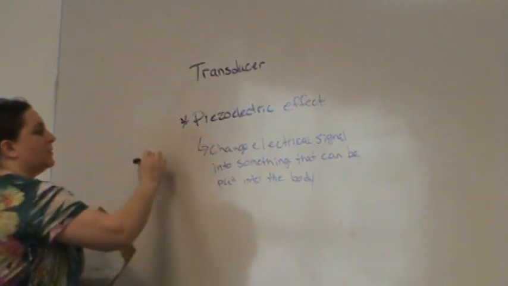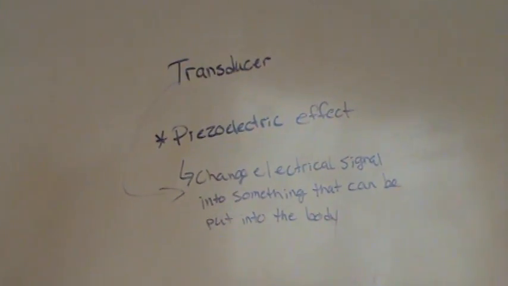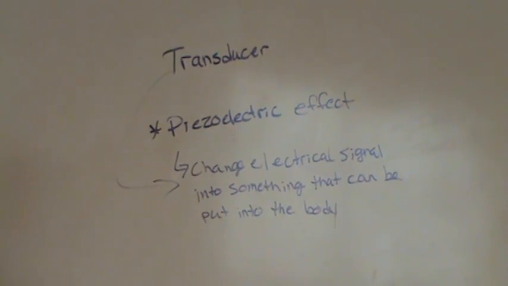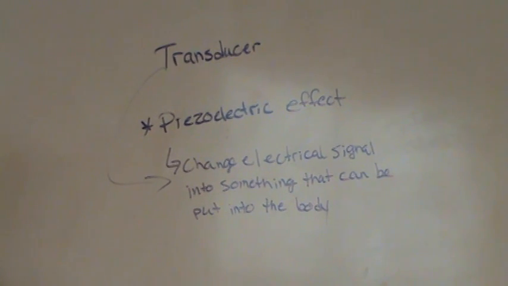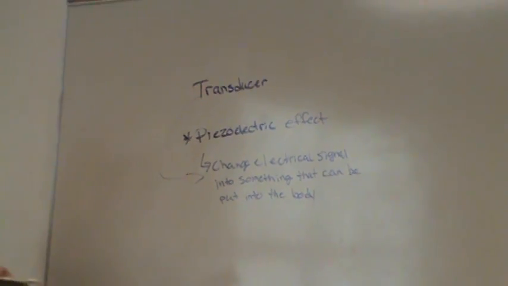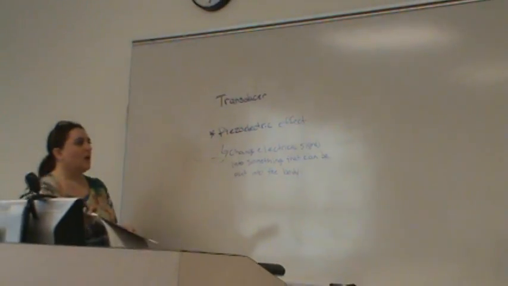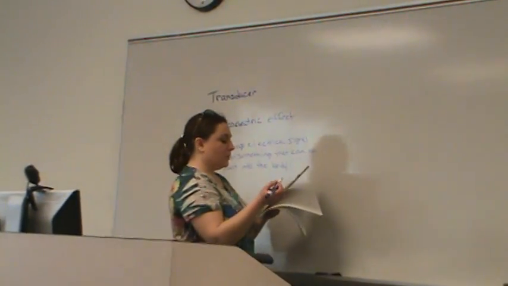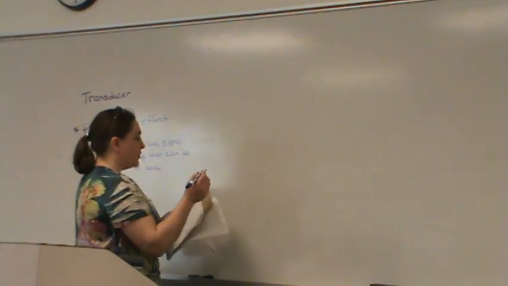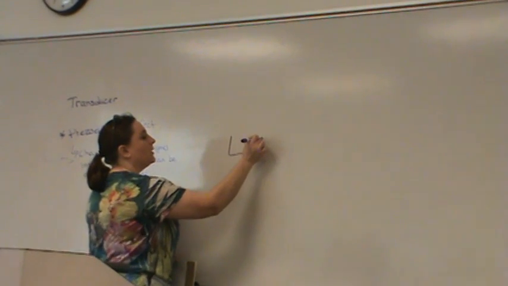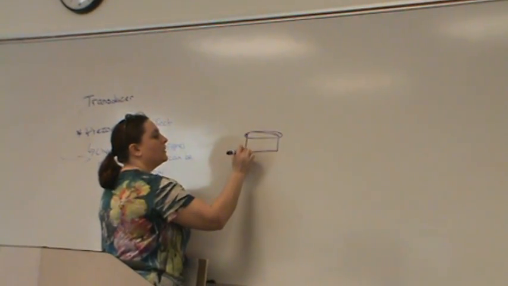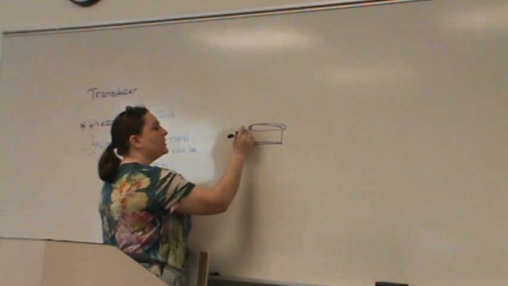So we have this transducer, that's what it's supposed to do. We use the piezoelectric effect to do it, but the whole idea of the transducer is to change this electrical signal into something that we can put into the body. So it uses the piezoelectric effect to change that electrical signal into a mechanical signal and vice versa. To remember that, I'm going to draw a little crystal here. Here's our little piezoelectric crystal.